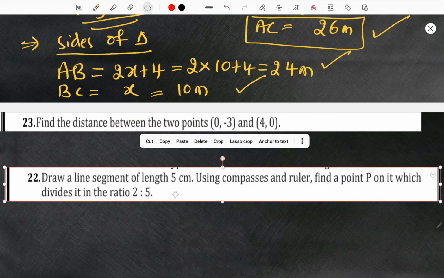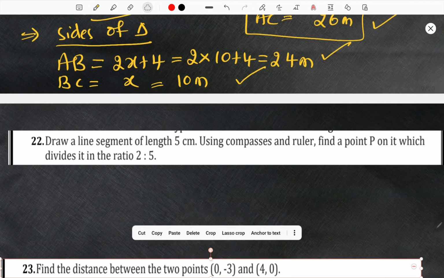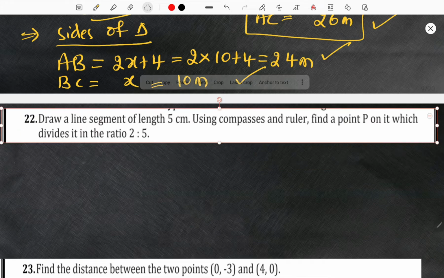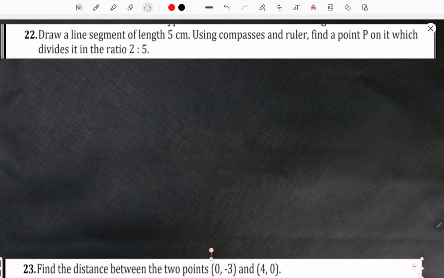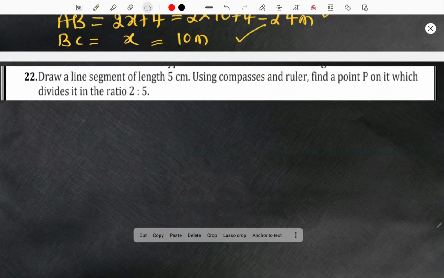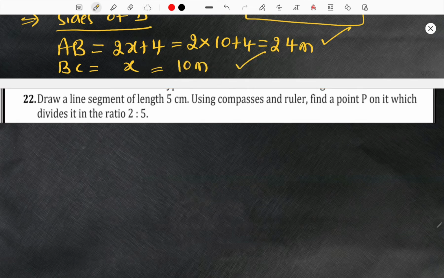Now coming to this question, look at this 22nd question. Otherwise, let us take this 23rd question below. 22nd question, you understand this, no? Draw a line segment of length 5 centimeter. Using compasses and ruler, find a point P on it, which divides it in the ratio 2:5. So this is quite a simple question. Already I have solved it in the 4 question papers. Wherever it is possible I have solved it, but still I am giving you inputs. You can learn from these inputs.